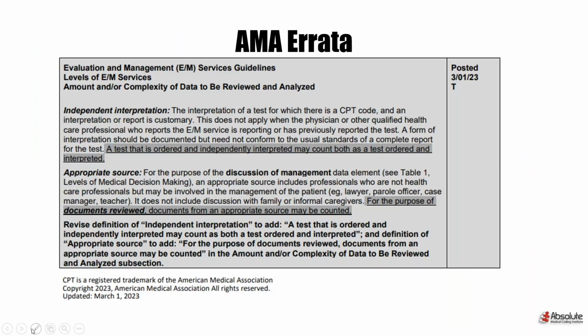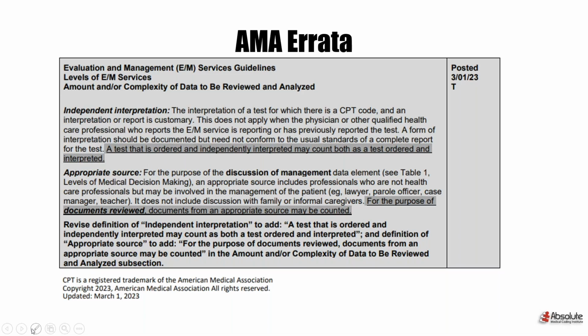And yes, now it's time to talk about AMA errata. Erratum is a Latin word for a correction to publications, and you have been asking about the AMA erratum. So this is mostly about the language changes and any other changes which have been made.